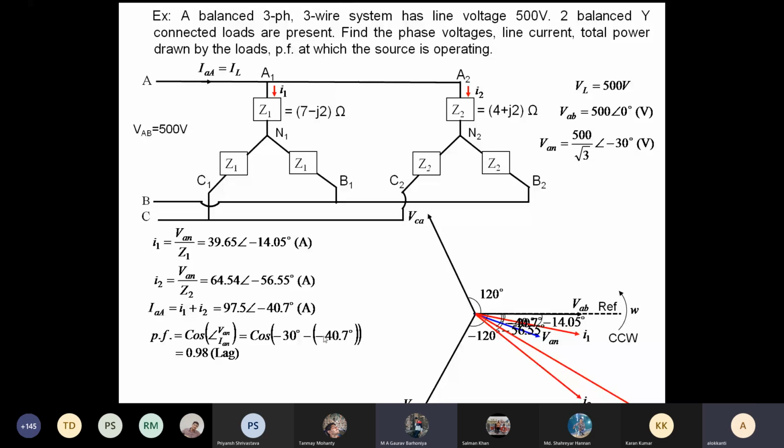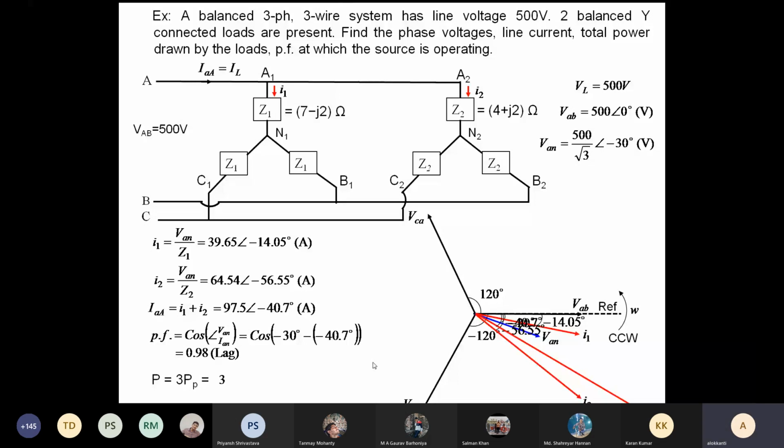Because the current is lagging the voltage by 10 degree, it is overall lag, 0.98. Yes, 0.9826. Now the total power: the total power supplied by the source is 3 times the per phase power. So 3 times what?